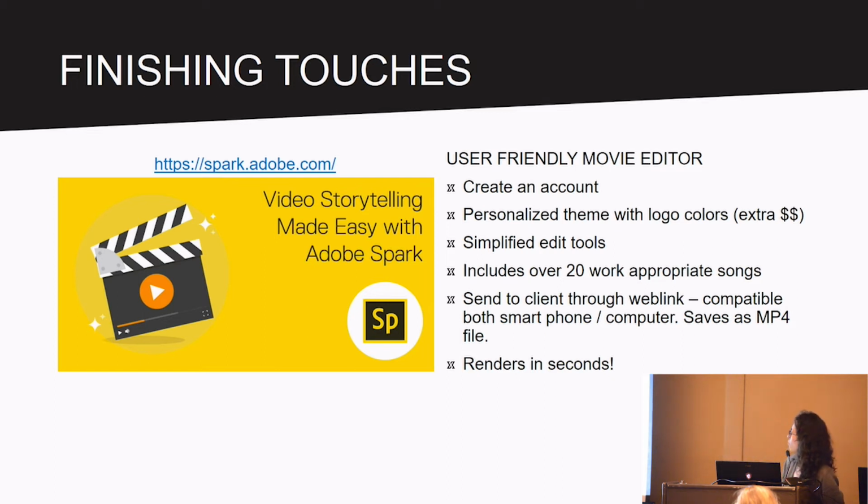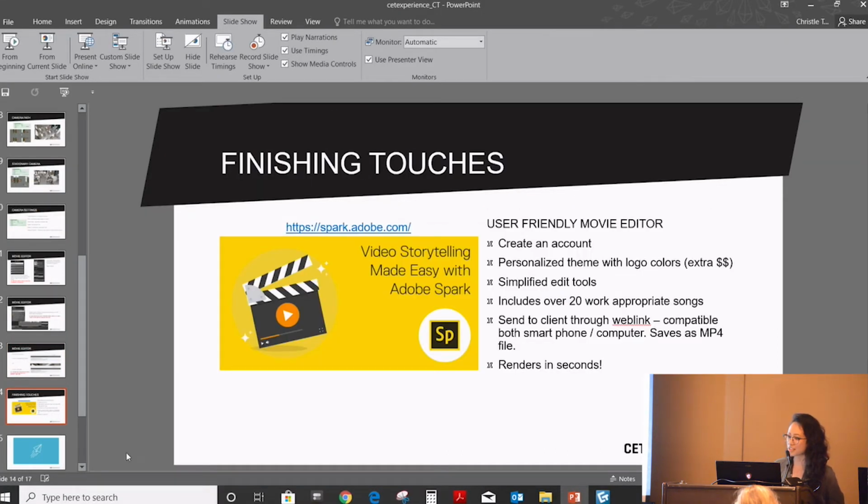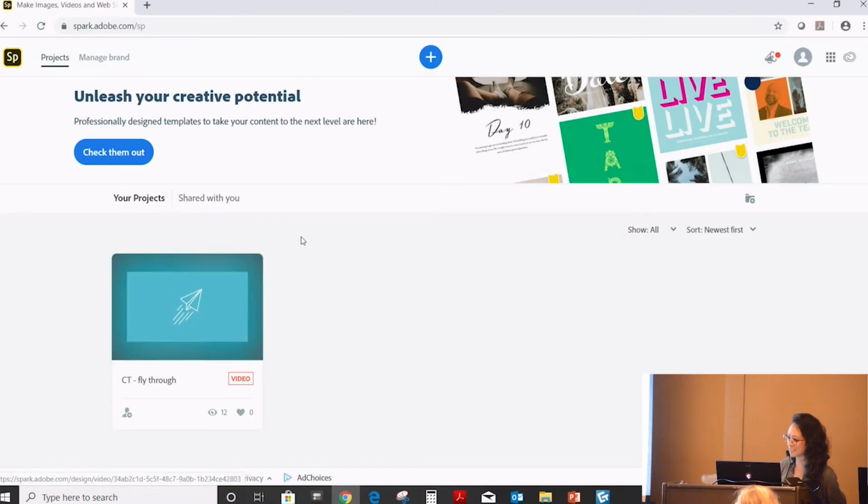And then when you want to send it to a client, there are various ways. There's a web link that you can send to them. It's compatible with both smartphone and computer, and it saves as an MP4 file. So an MP4 file is for movies, videos, right? For example, a simple way to put it is when you take a photo with your smartphone, it defaults to a JPEG file. So with movies, it defaults to an MP4 file. It renders in seconds, and I promise you that as long as your Wi-Fi is fast, it renders in seconds.